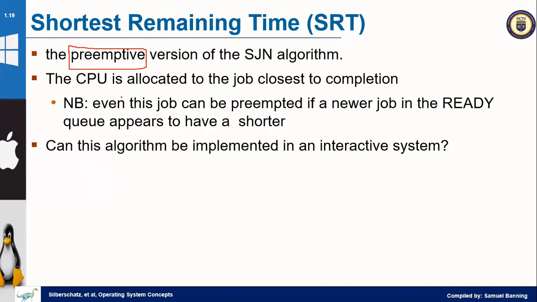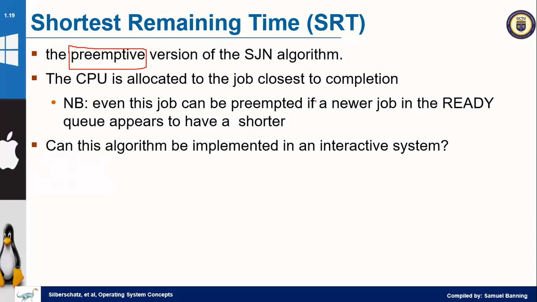Here, the CPU is allocated to the job that is closest to its completion. We have given this job all this while to complete. Why are we stopping it when it's just about a day to completion? Because it has just a small amount of time to complete. Let's give it the CPU.